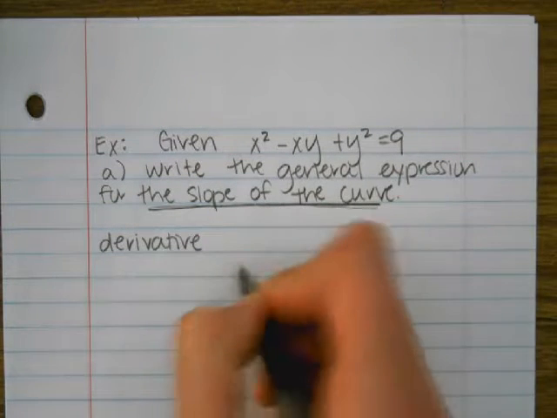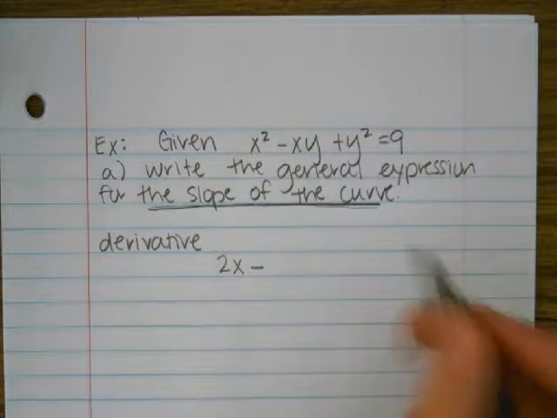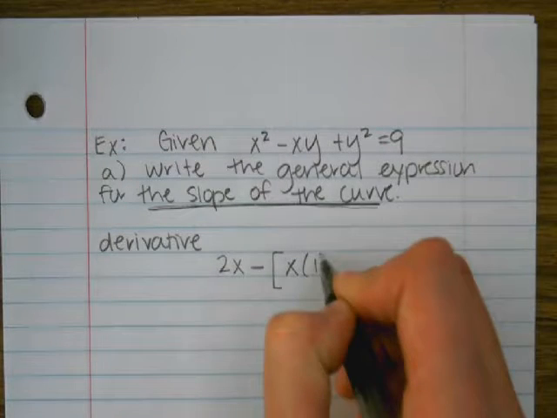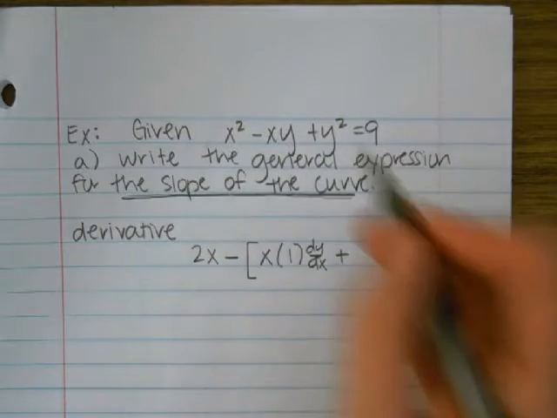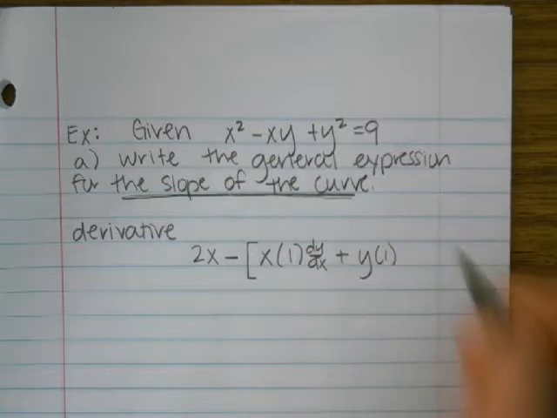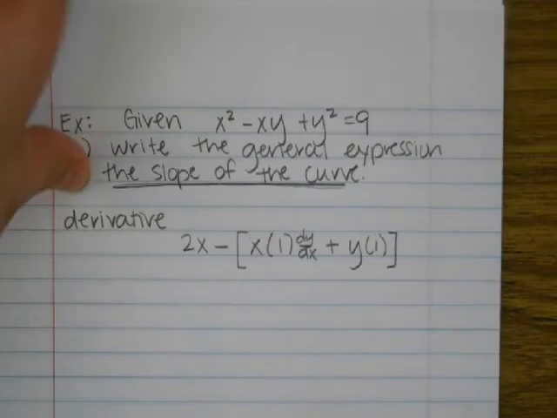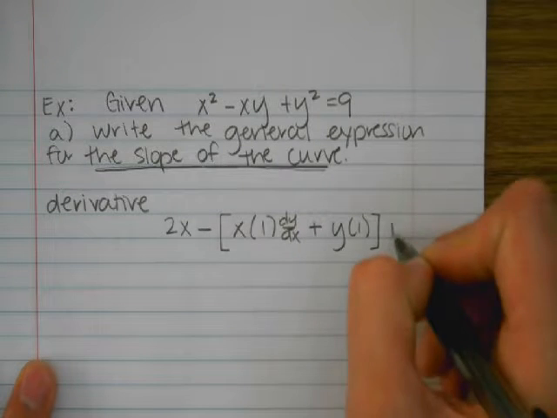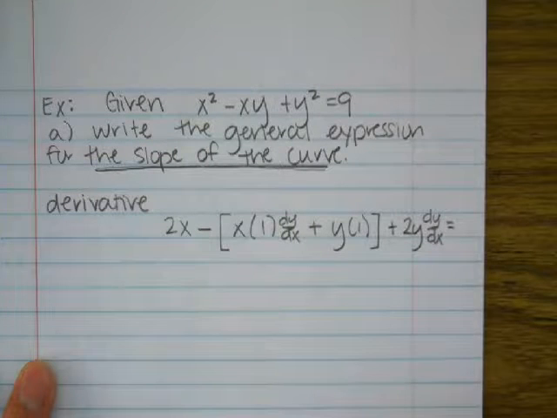Okay, so we're going to say 2x minus, okay, so I've got the first times the derivative of the second plus the second times the derivative of the first. Should have given myself more space. All right, and then what do I have? Plus 2y dy dx equals 0.